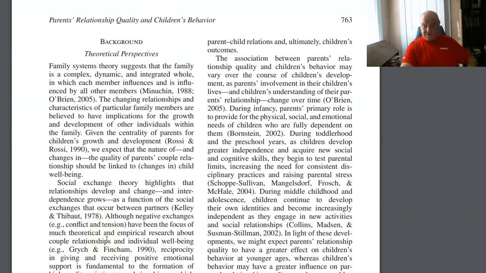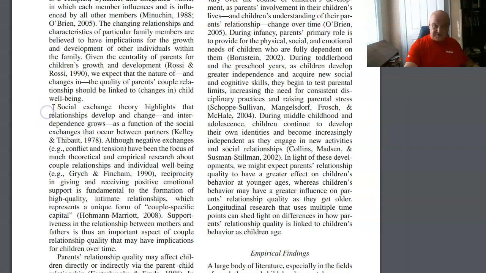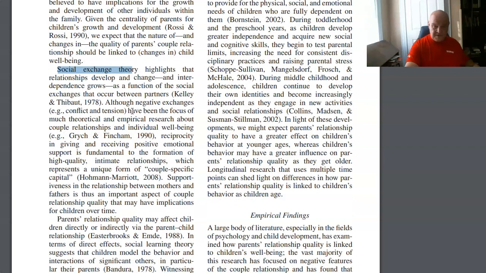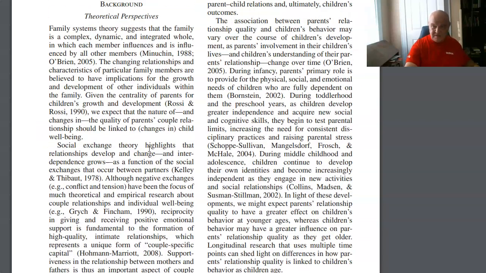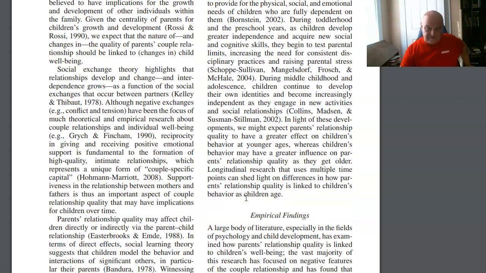Okay. Background. They look at theoretical perspectives. The first one we talked about earlier, family systems theory. Okay. Then they talk about social exchange theory. We talked about that. Parents' relationships with quality may affect children directly or indirectly. I'm giving this a very quick read. Parents' relationship and quality of children may vary over the course of children's development. So they're assessing two theories here, family systems theory and social exchange theory, and looking at the evidence.